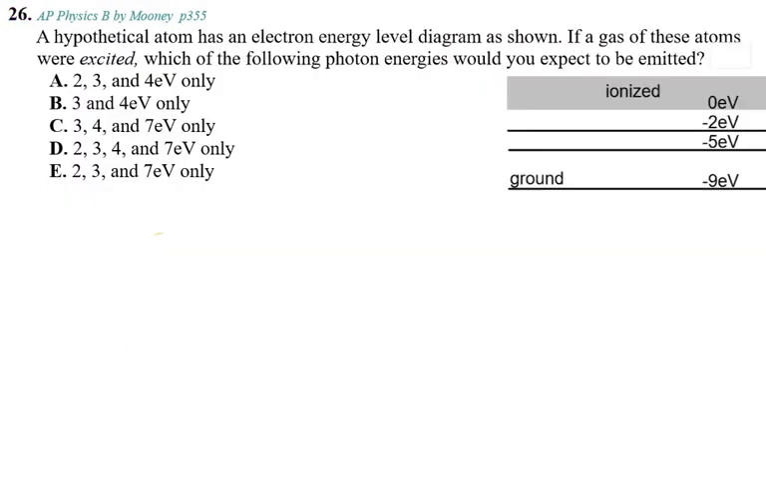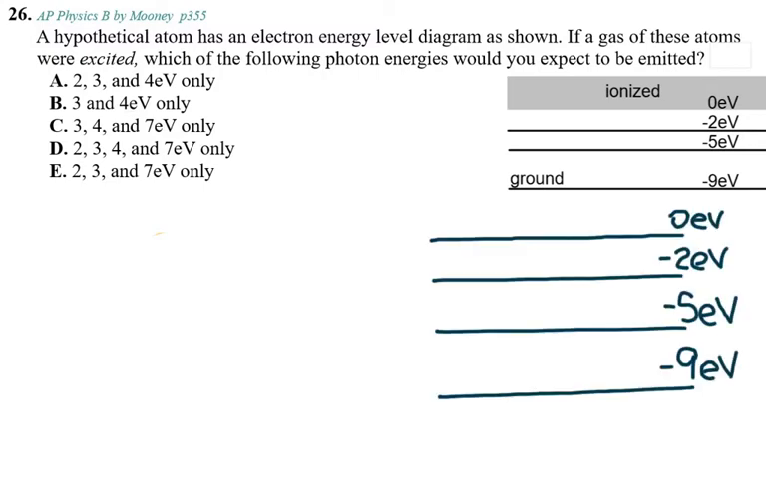In this question, they say a hypothetical atom has an electron energy level diagram as shown. If a gas of these atoms were excited, which of the following photon energies would you expect to be emitted? I redrew these states for you, so I have bigger space to draw the energy levels. So the excited atoms will populate all the levels, and there are two excited states and one ground state.